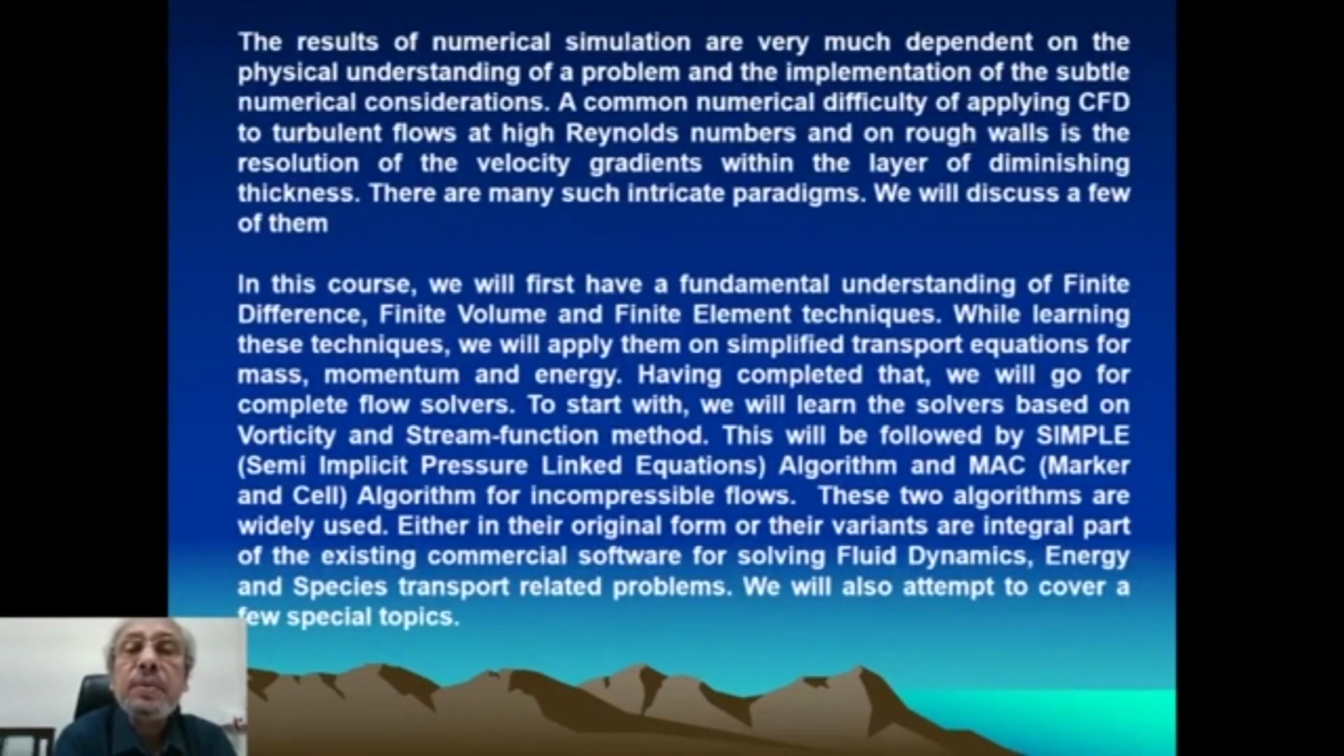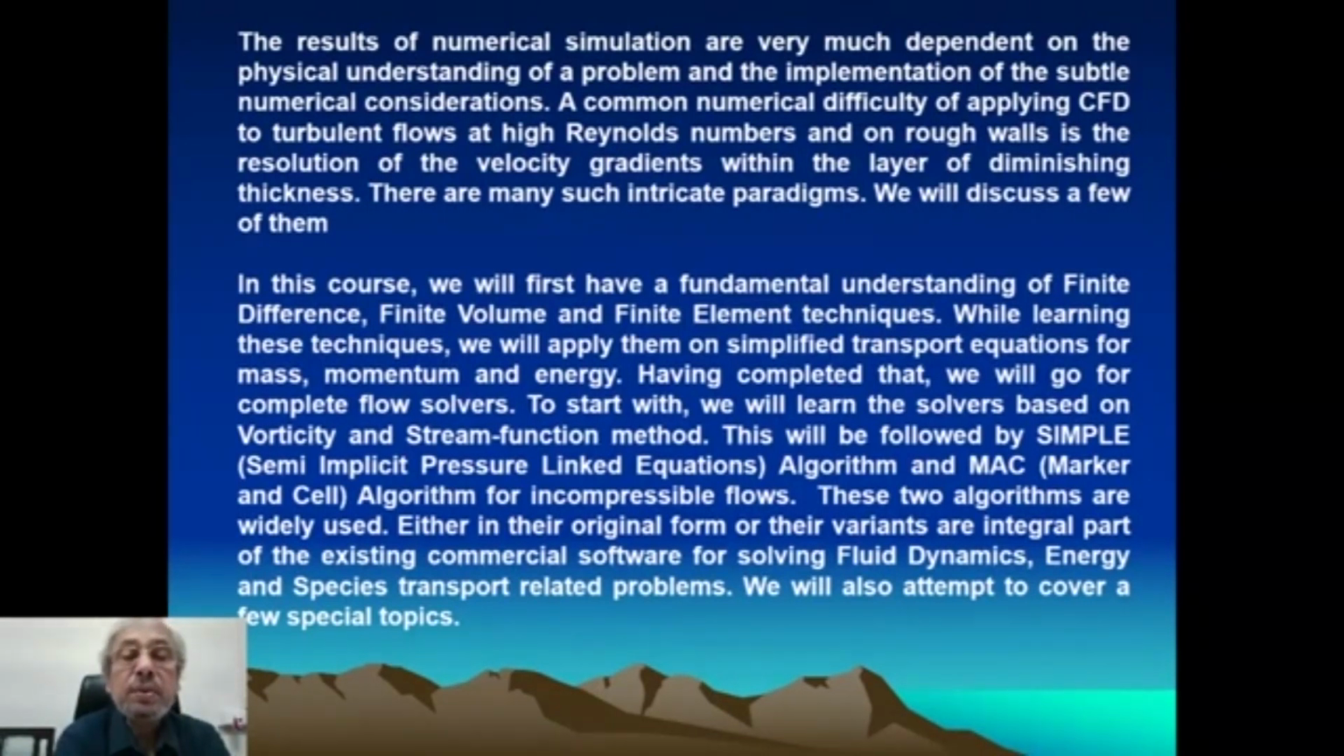Now the results of numerical simulation are very much dependent on the physical understanding of a problem and the implementation of the subtle numerical considerations. I'm giving you an example. A common numerical difficulty for applying CFD to turbulent flows at high Reynolds numbers and on rough walls is the resolution of the velocity gradients within the layer of diminishing thickness. There are many such intricate paradigms. We'll discuss a few of them in the course of our deliberations.